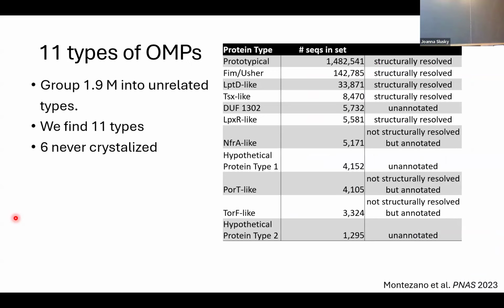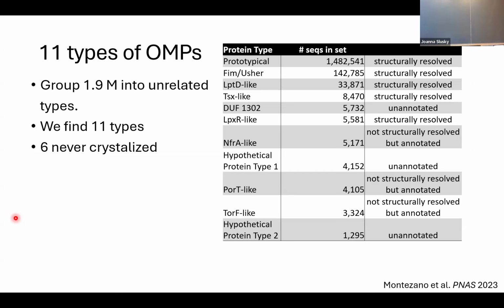So here are the prototypicals. That's the one I was talking about before. Most of them are there. We've got 1.9 million, 1.5 are there. But we have all these other types, Tim Usher's and LPTD-like. Those have all been structurally resolved. But we also have things like TSX-like, NFRA-like, where it's been annotated in UniProt, but not structurally resolved ever, except for AlphaFold, of course.